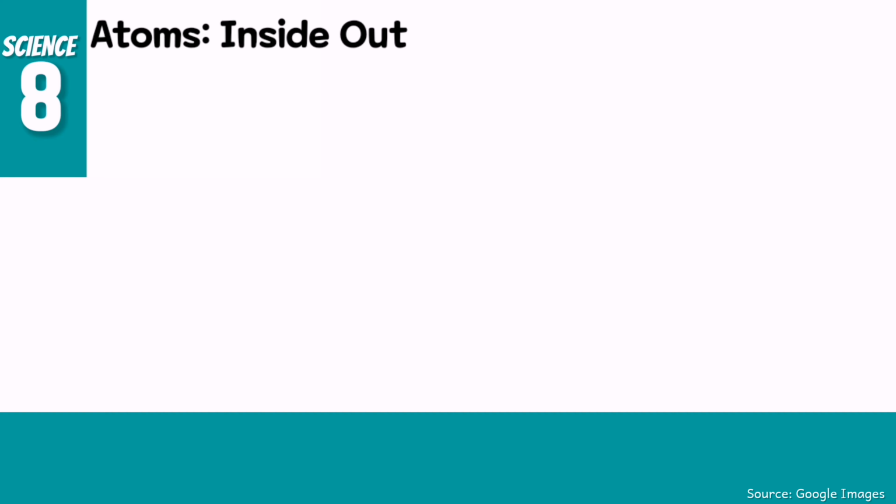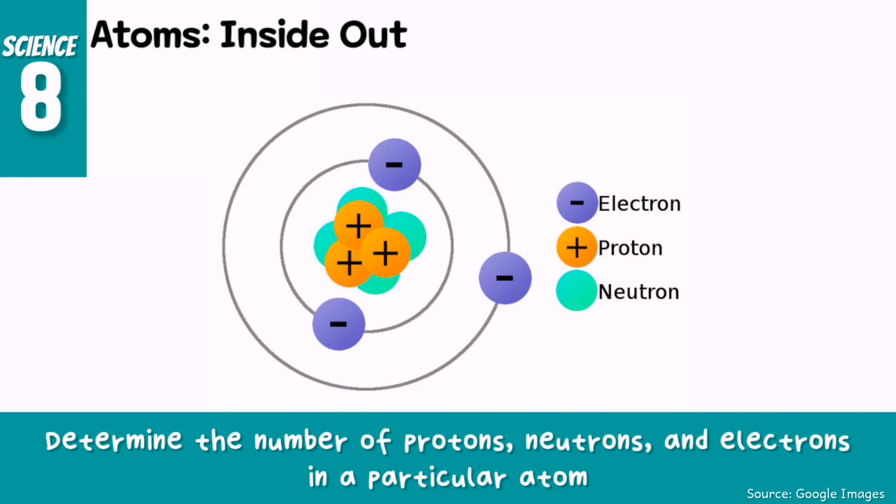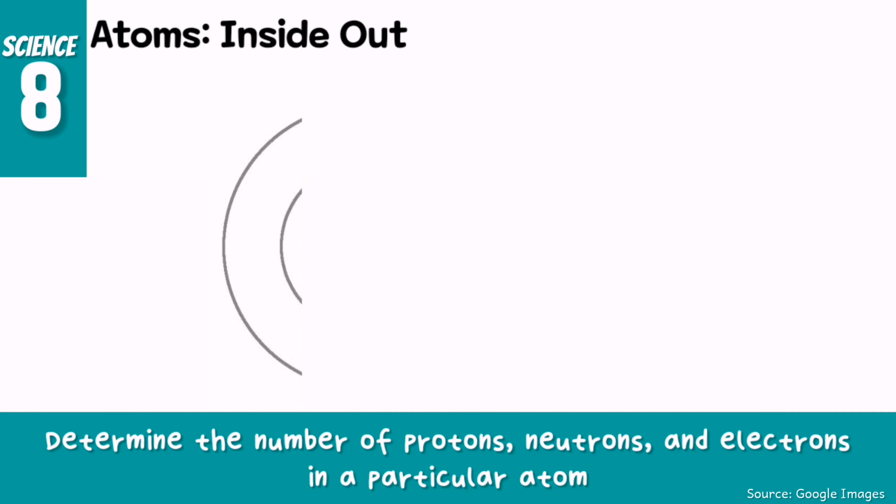Atoms inside and out. In here, you're going to determine the number of protons, neutrons, and electrons in a particular atom. Periodic table of elements. In this topic, you're going to use the periodic table to predict the chemical behavior of an element.